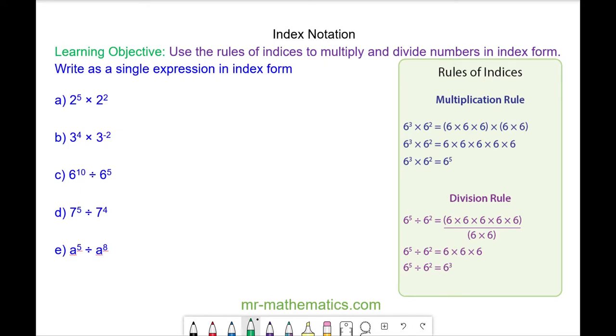Hello, and welcome to our lesson on the multiplication and division rule of indices. So before we begin, we're going to understand why the multiplication and the division rule works.